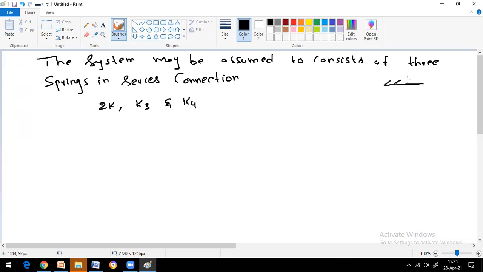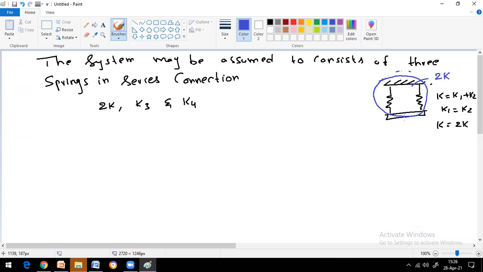Why? Because if you see the springs, what you have to remember here is that when springs are connected in parallel, K is equal to K1 plus K2. As K1 and K2 are equal, you can consider K as 2K. So I can take this as a single spring with a stiffness of 2K.